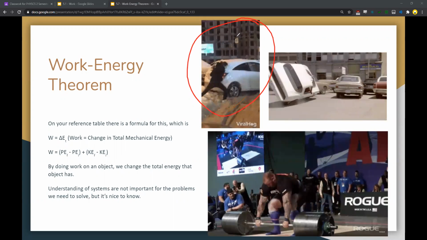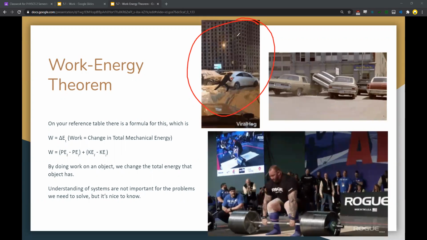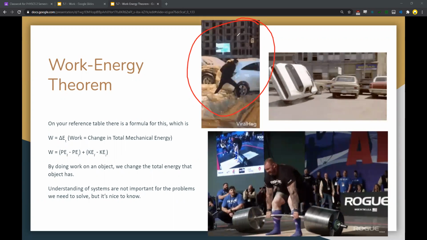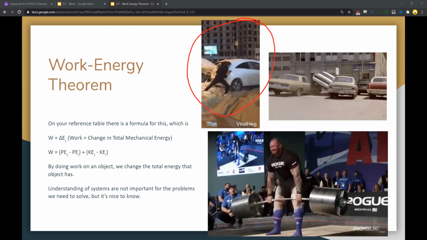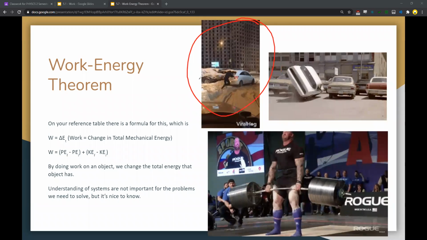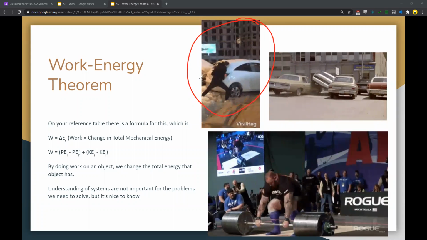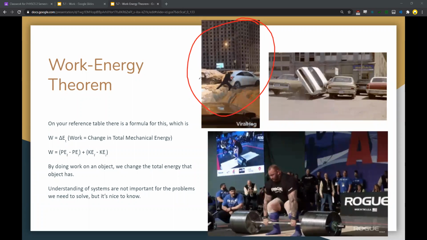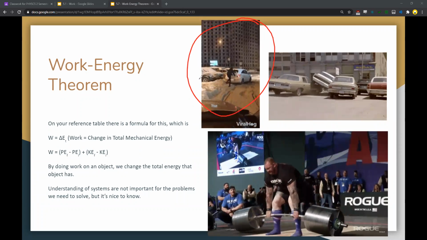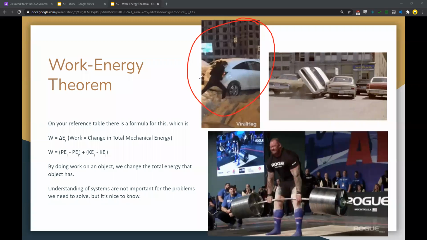We're talking about the car, right? We're talking about the GIF on the top. Oh, no, I wasn't paying attention. Yeah, I mean, you're right. The person is lifting the barbell, so he's doing work. But the person on the top is also doing work on the car, right? So the person is doing the work on the car.